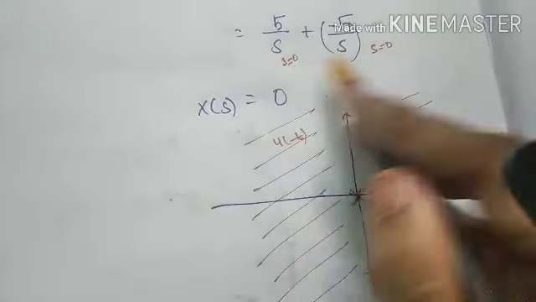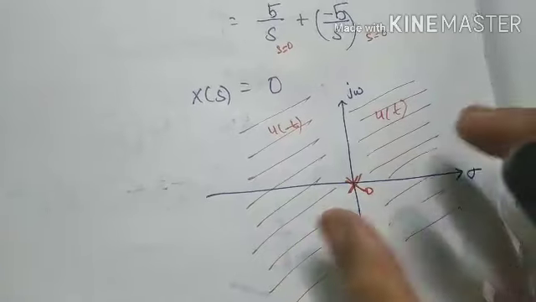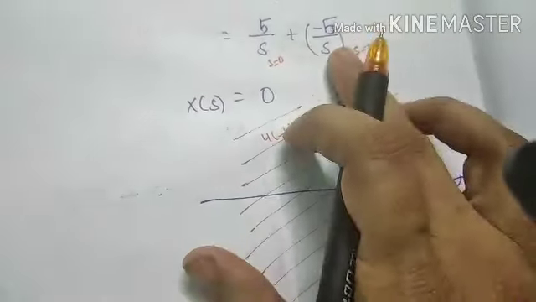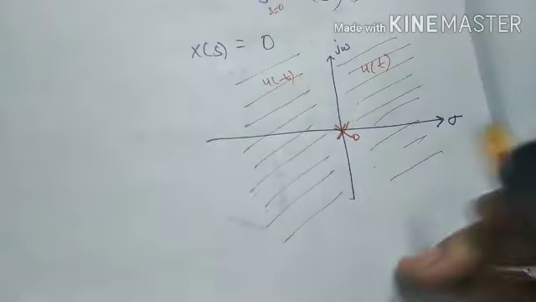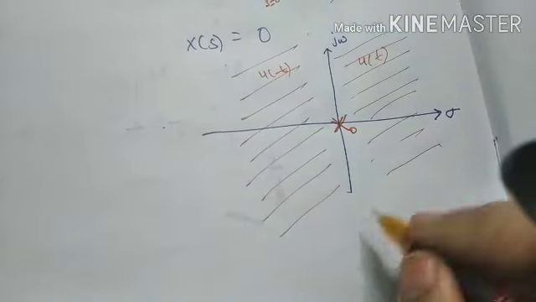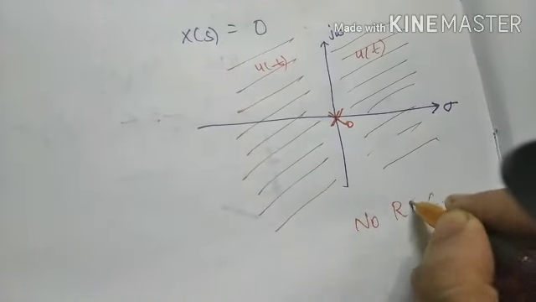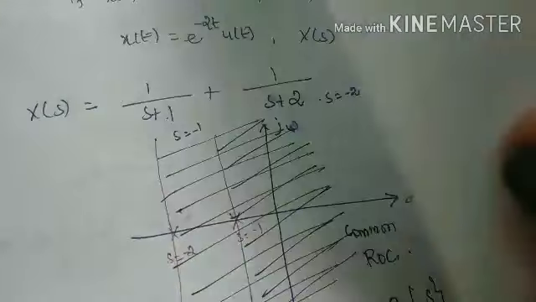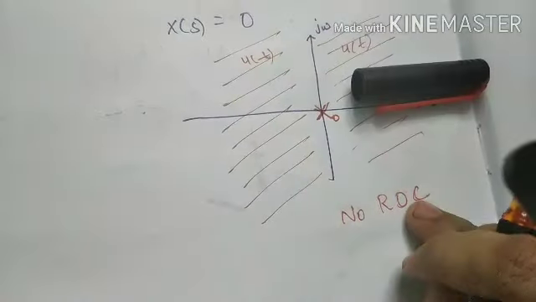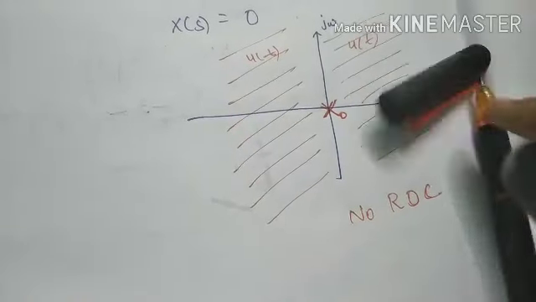But here we are having 2 poles at the origin, that is s is equal to 0. See here, there is no common area for these two signals. So there is no region of convergence, no ROC. There is no region of convergence for this signal, for the DC signal.